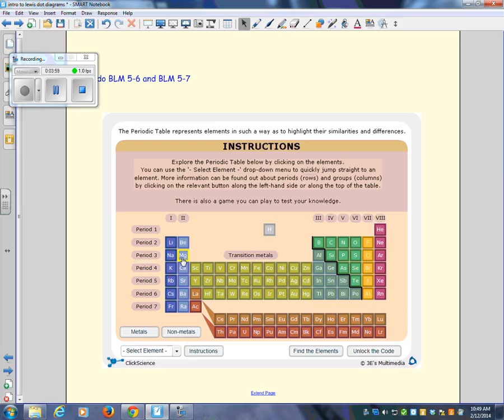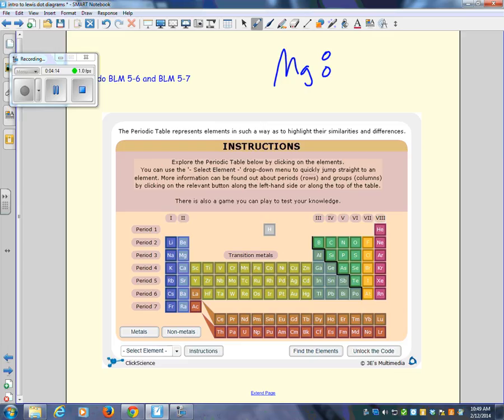How many does magnesium have in its outer shell? Also 2, right? So it looks identical to calcium with the exception that it's just Mg, and then the 2 circles are the same. It has the same number of valence electrons, okay? Here are some sample ones right there.